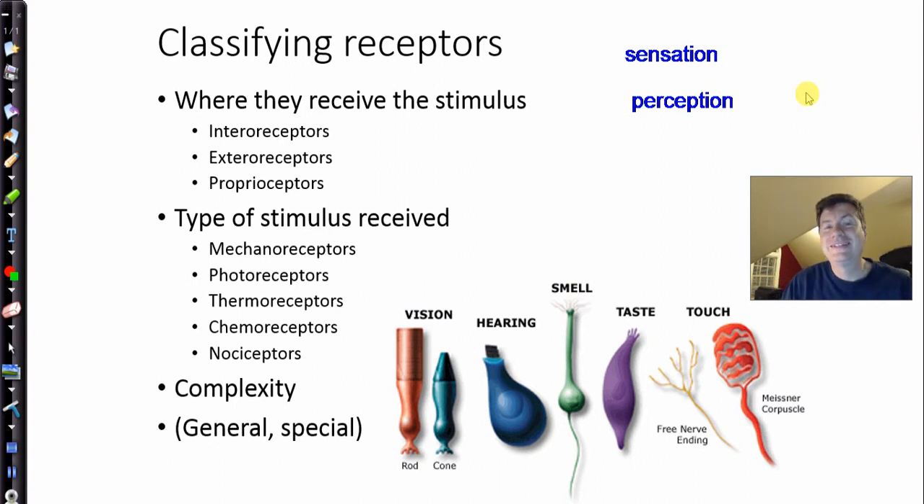Sensation is to begin a signal. There's going to be the body's ability to turn a stimulus into a signal. That's a sensation. A perception is to be aware of that. And you're not always aware of the sensations in your body.